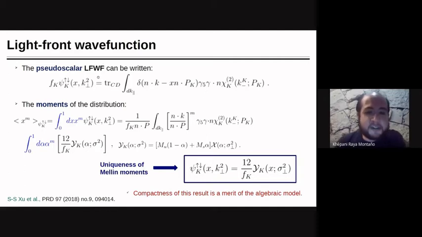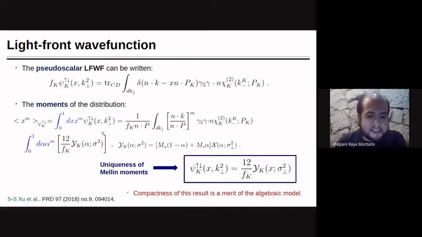So coming back to the light front wave functions. The pseudoscalar light front wave function can be written like this. We have the Bethe-Salpeter wave function and the operator that projects it onto the light front. The definition of the moments of the distribution is this. And if we combine the definition with that equation over here, we have this thing, taking the trace and playing the same game of combining denominators and the algebraic tricks to change the order of integration, we arrive at this expression.